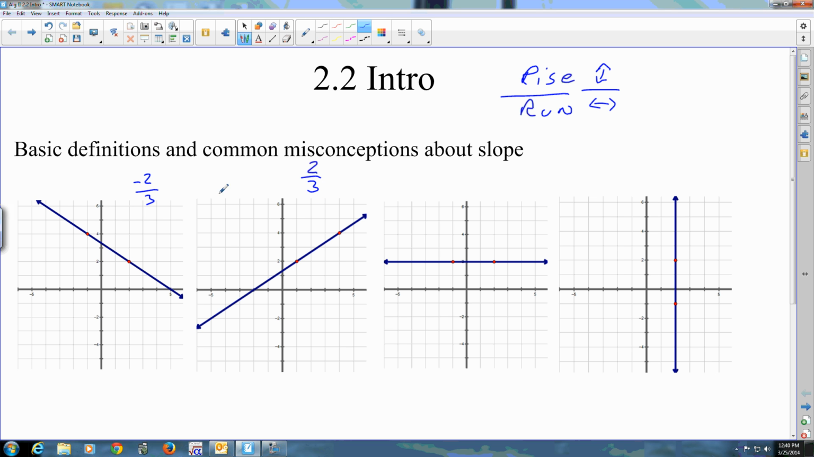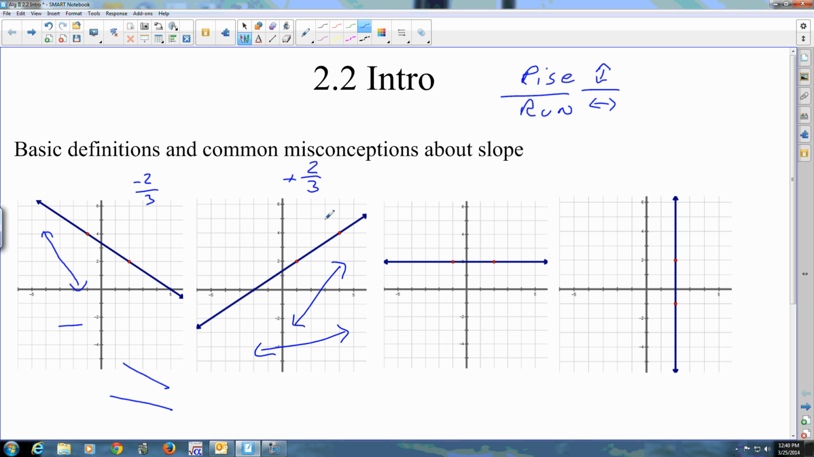What you need to see from these two numbers is any line that's going down is going to have a negative slope. All lines that go down, as you read from left to right, are going to have a negative slope. All lines that go up are going to have a positive slope, no matter how steep or how shallow. If it's going up as you go to the right, it's going to have a positive slope.